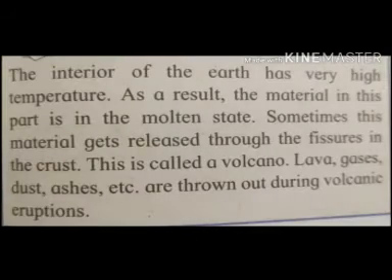Now, let us learn an important fact about the volcano. The interior of the earth has very high temperature, and as a result the material in this part is in a molten state. So sometimes this material gets released through the earth's crust and it is called a volcano. Lava, gases, dust and ashes etc. are thrown out during these volcanic eruptions and they get mixed with the soil under the ground.